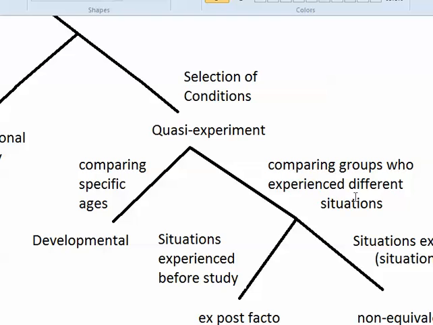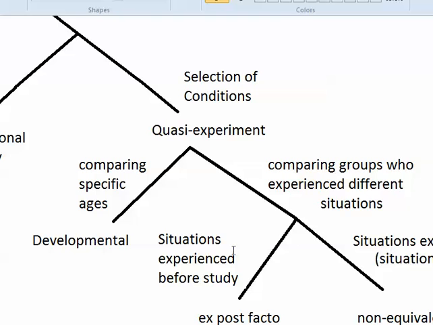So, in this type of a study that we're looking at here, in this type of a quasi-experiment, you can have the situations experienced before the study, like preschool or no preschool, or it can be situations that are experienced during the study, but without random assignment.